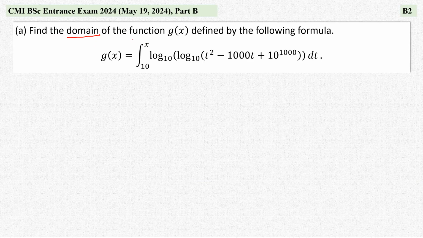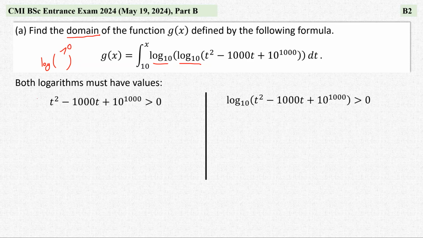G of x is defined as an integral, hence we must find out when the integrand function can have a value and when it cannot. The integrand actually consists of two logarithmic functions, hence we must find the condition for t where both logarithms can have a value. In order for a logarithm to have a value, the argument of the logarithm must be positive, so we have t squared minus 1000t plus 10 to the power 1000 is positive from the inner logarithm, and log base 10 of t squared minus 1000t plus 10 to the power 1000 is positive from the outer logarithm.